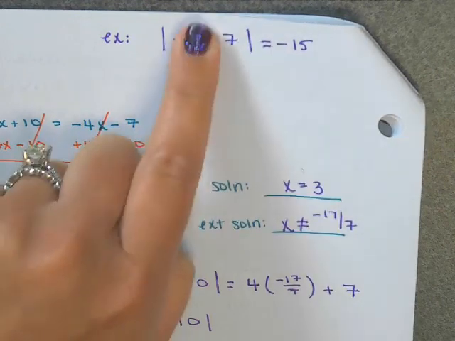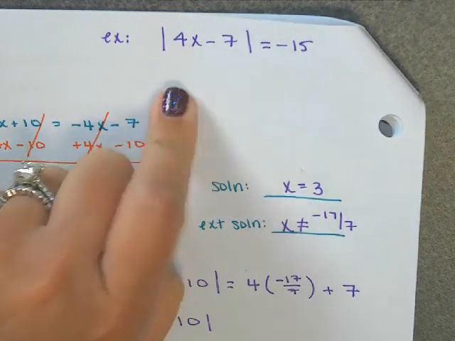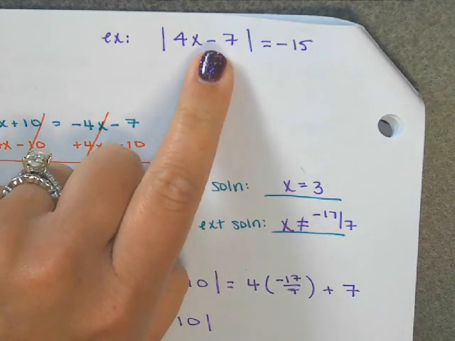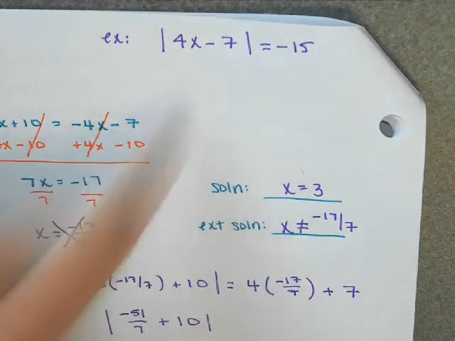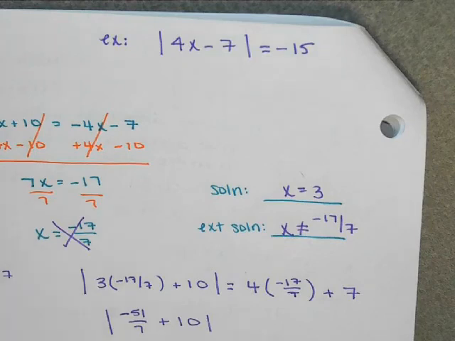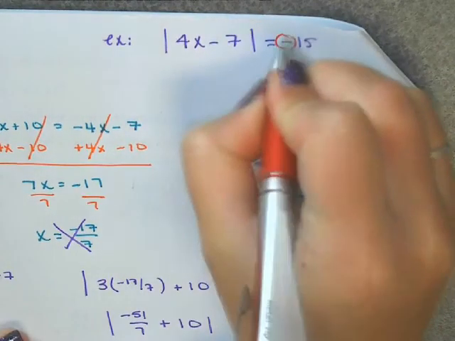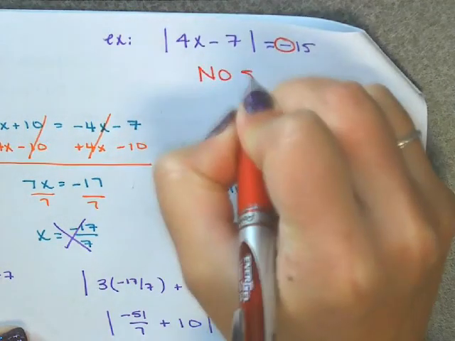So you could go and solve this and break it into your two scenarios and have them be there. But what's going to happen is you're going to get two extraneous solutions. So instead of doing all that work and finding solutions that don't even work anyways, as soon as you see absolute values equaling a negative number, we can say that this is no solution.